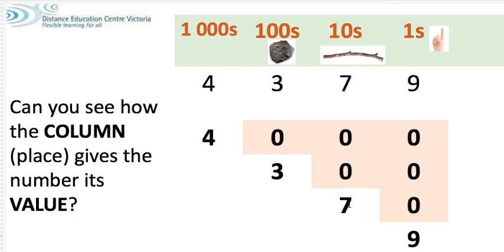If I took this 7 and put it into this column, it would become 700. Very good. If I was to take this 3 and put it into the thousands column, it would become 3,000. But if I was to take this 4 and put it into the ones column, it would become 4. I think you get the drift.